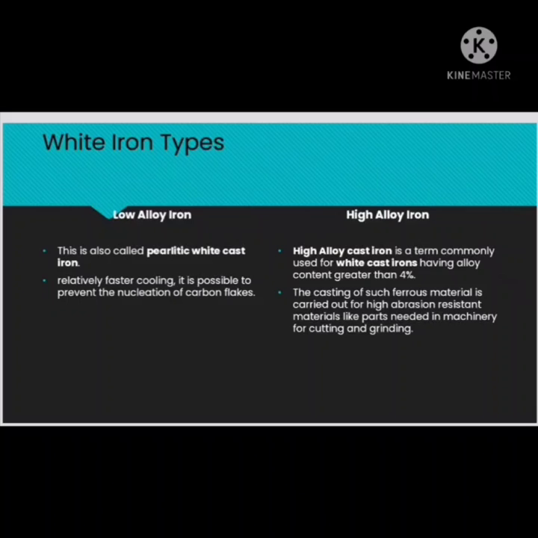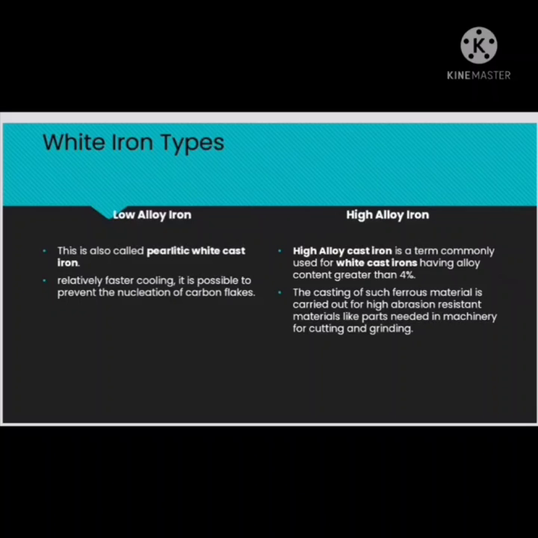This is the low alloy iron, also called pearlitic white cast iron. It has relatively fast cooling, which makes it possible to prevent the nucleation of carbon flakes. High alloy cast iron is commonly termed as white cast iron having content greater than 4 percent. The casting of such ferrous material is carried out for high abrasion resistance parts needed in machinery used for industrial purposes such as cutting and grinding.